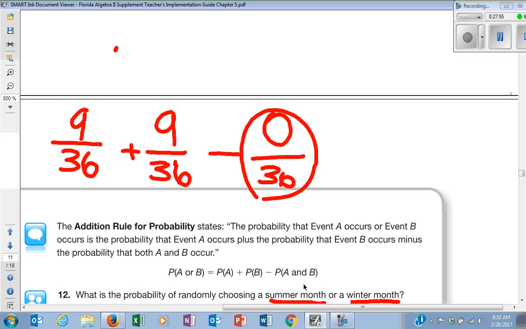But they can phrase the question to you. They're going to say, what are the chances of you picking a summer day? Or they can even say, what are the chances of you picking a day that falls in summer? Okay? Or even they can say, what are the chances of picking a month that's summer? You're still going to have to break it down to the days. Because all the months are not equal.